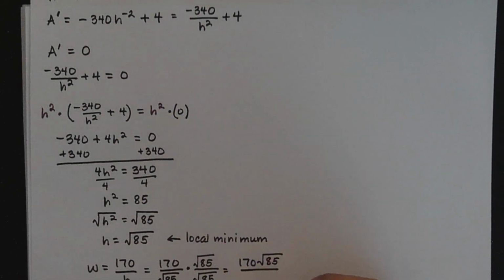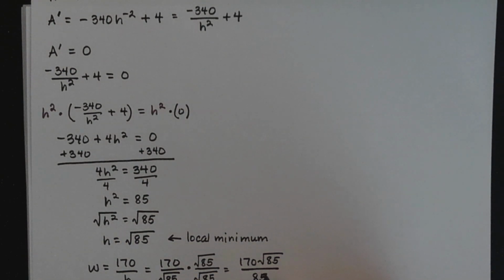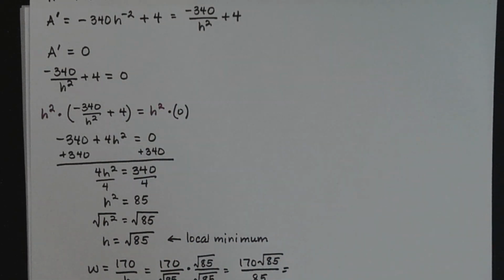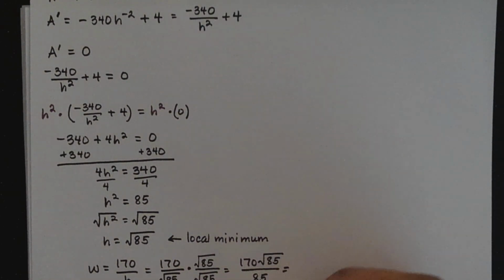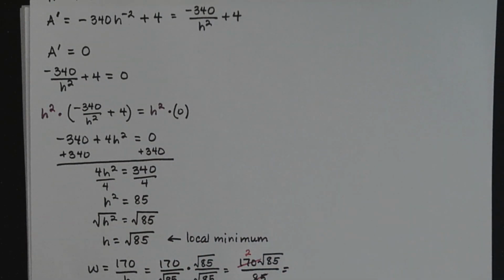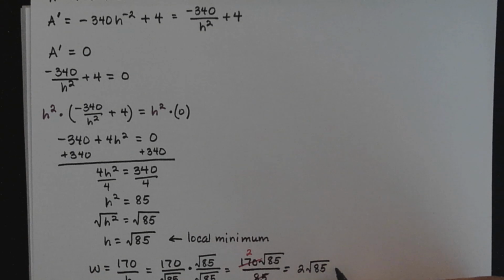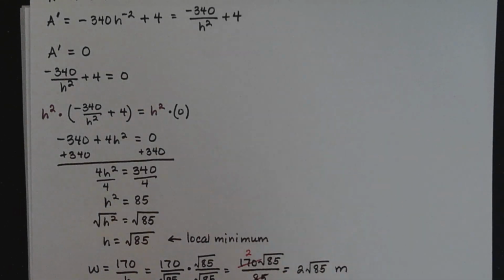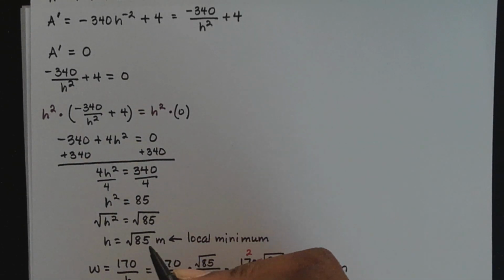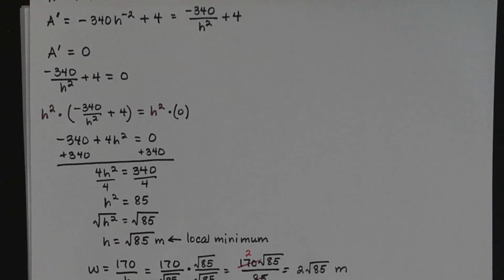Square root of 85 times itself will give me the 85. And then if I divide 85 into 170, that'll go 2 times. So this will be 2 square roots of 85. And this is in meters, just like our height is going to be in meters as well.